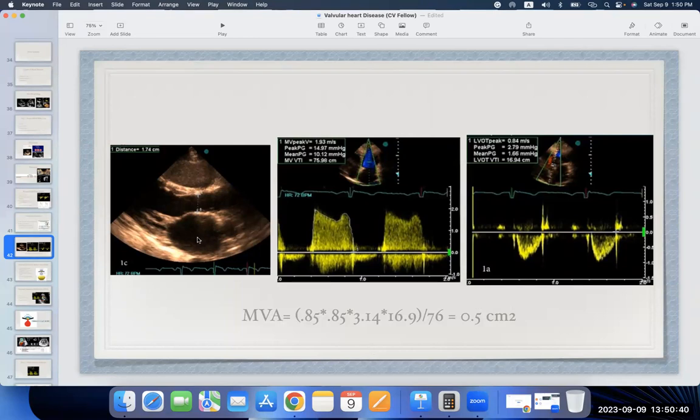And this is an example. Let's say that here we measure the diameter of the LVOT. It's 1.7. You divide it by 2, you get 0.85. You multiply it by 0.85. You multiply it by pi, which is 3.14, and then you multiply it by the LVOT VTI. And from that, you will get the stroke volume. Then you divide it by the VTI of the mitral valve, and then you will get the mitral valve area.